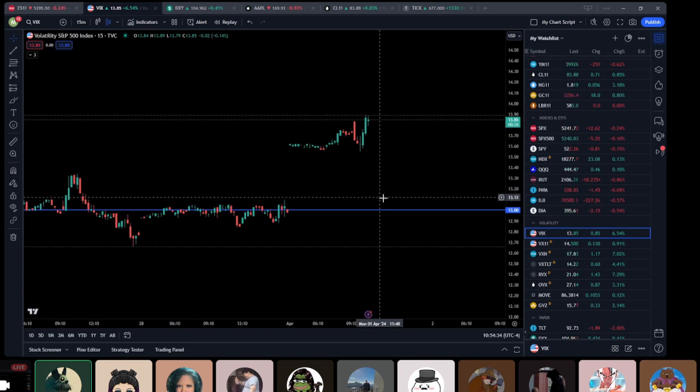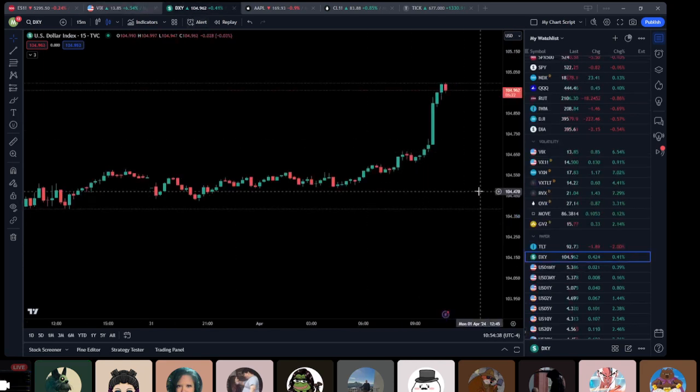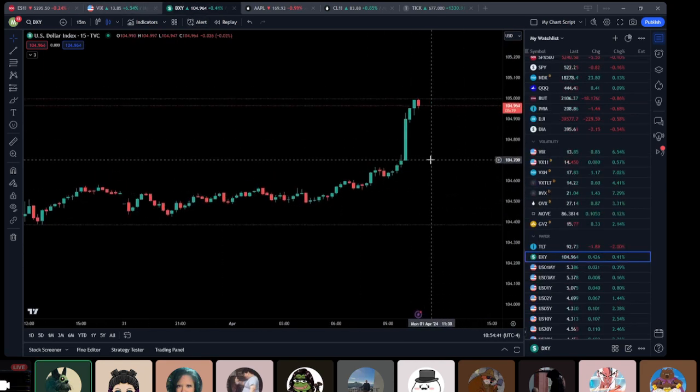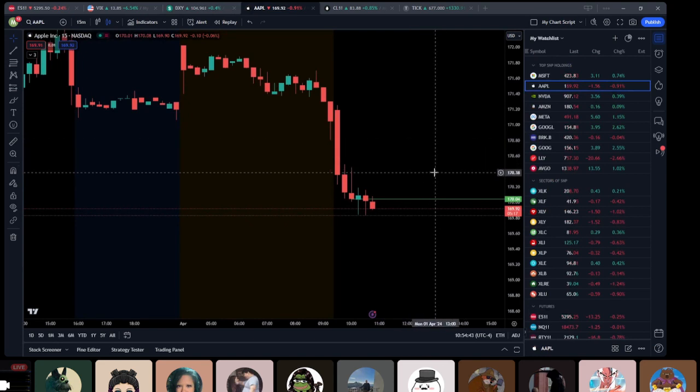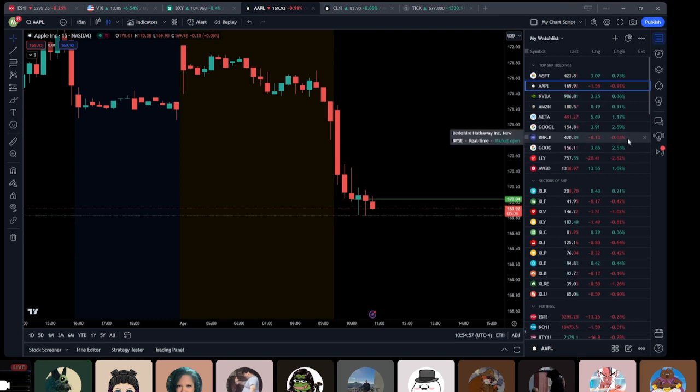VIX is now up 6.5%, making a new high of day. Dixie is just coming off its new high of day. Apple failed that 15-minute support and is going to be testing its low of day. We now have another stock in the top 10 that is teetering on red. Amazon bounced up a little bit, but that's only 16 cents. That can instantly flip red in a minute.